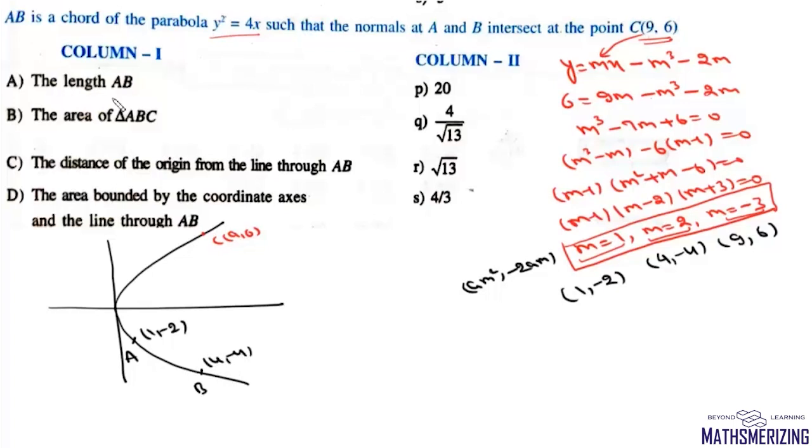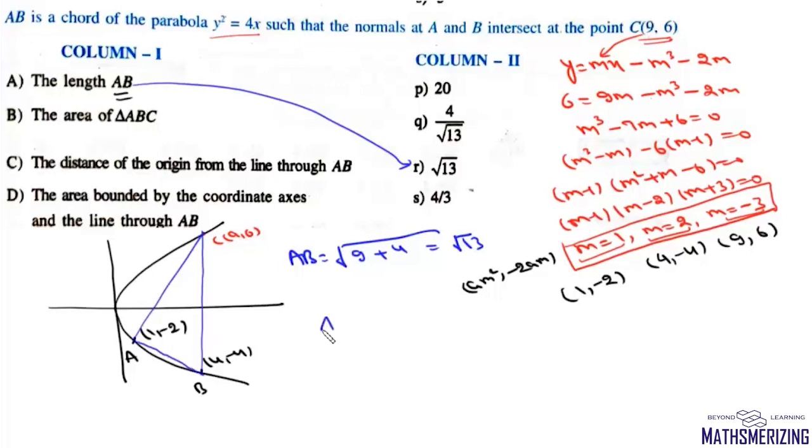Now the first question is we need to find the length of AB. So length of AB will be under root of, now this is 3 square 9 and then it will be 2 square 4. So it should be under root of 13. So this A is matched to R. Second one is the area of this triangle ABC.